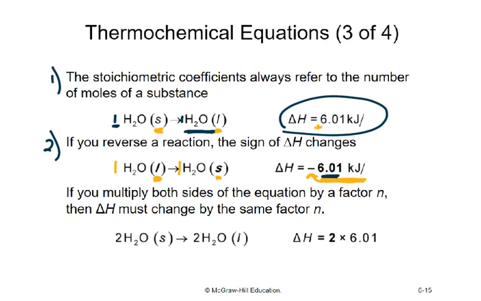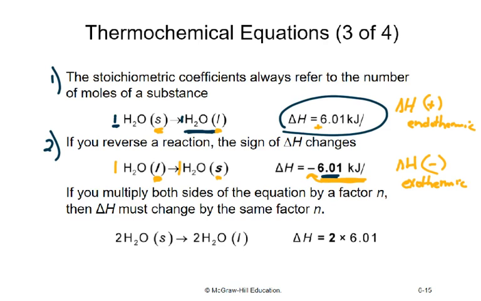Well, what do we know when delta H is positive? What does that mean? It's an endothermic process, meaning heat is taken in from the surroundings into the system. Well, what about when delta H is negative? Well, that is an exothermic process, meaning heat is given off to the surroundings from the system.